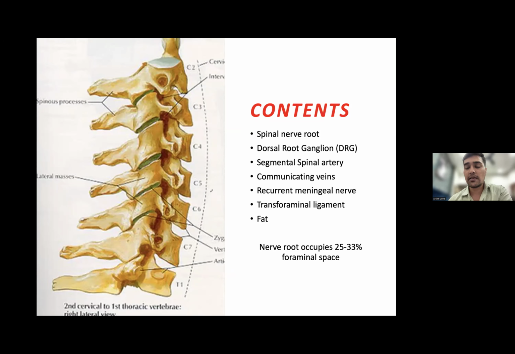Then the segmental spinal artery, the communicating veins, the recurrent meningeal nerve, the transforaminal ligament, and fat, where the nerve root occupies only 25 to 33% of the foraminal space.